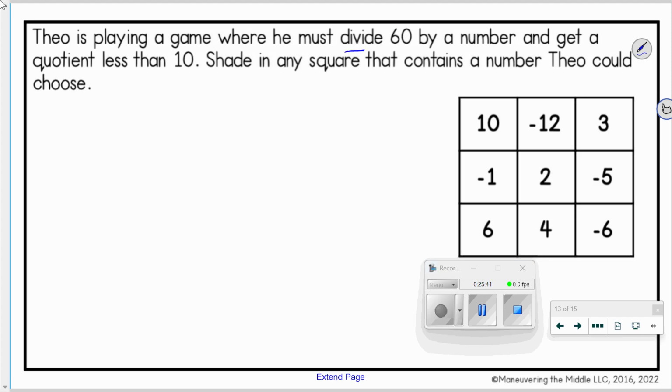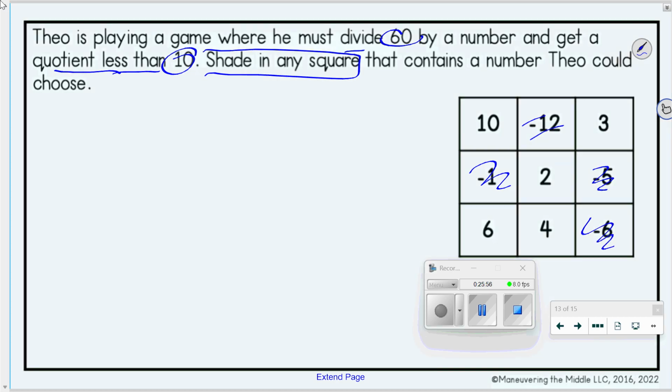Okay, they're playing a game. You must divide 60 by a number and get a quotient less than 10. Shade in any square that contains a number Theo could choose. So if it's going to be less than 10, I automatically know all my negatives are going to work. So you should have immediately done those.